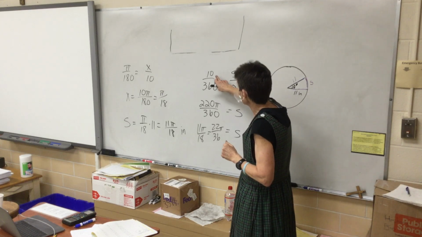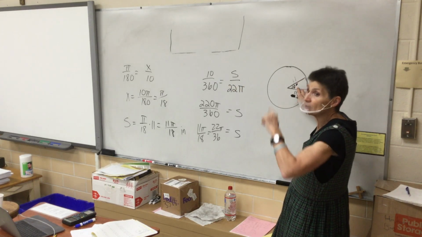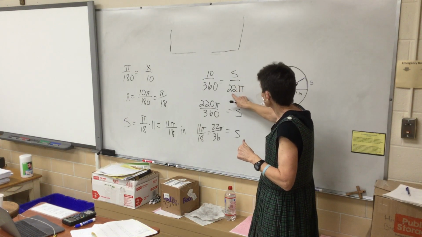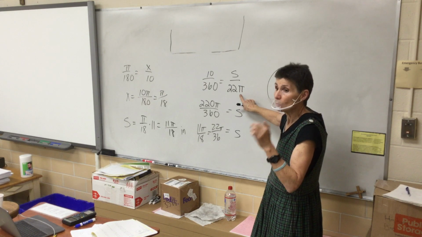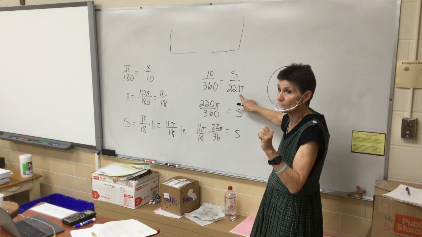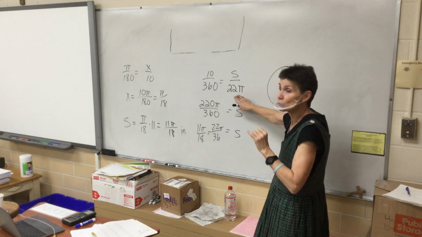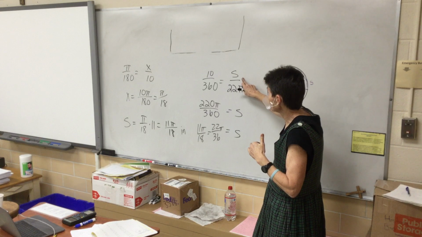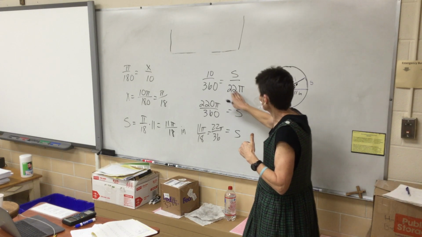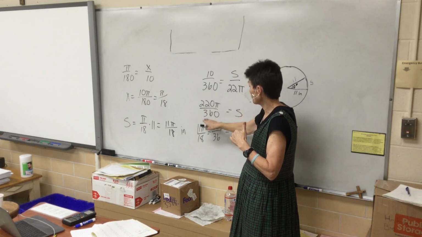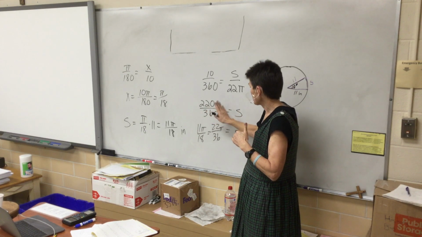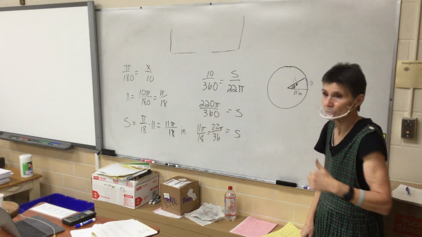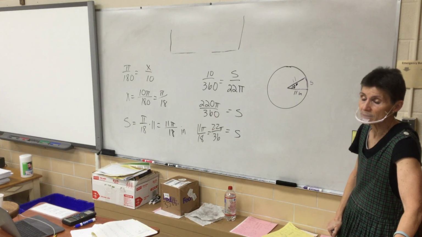Yeah. Okay, so I set up my proportion. The angle is 10 3/60ths, and then the arc length is from the whole circumference. What's the formula for the circumference of a circle? 2 pi r. So it's 22 pi is my whole circumference. Now I'm solving for s. So I multiplied this over here, got 220 pi over 360. And then I just reduce the fraction. 220 over 360 is 22 over 36, which is 11/18.